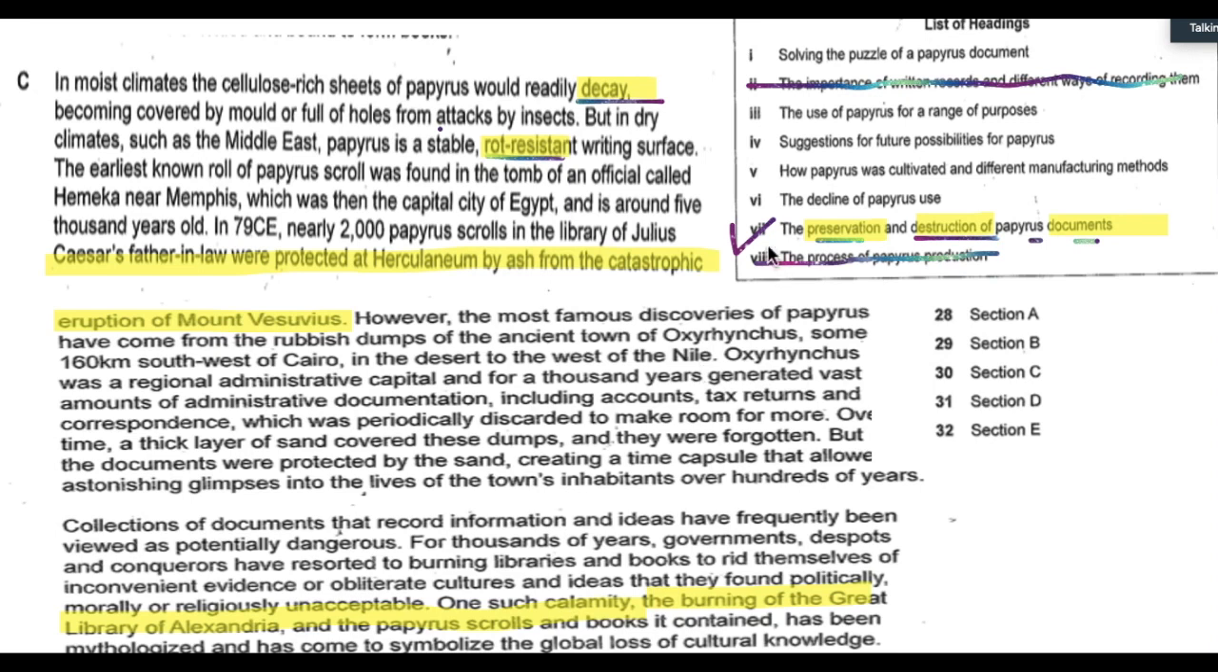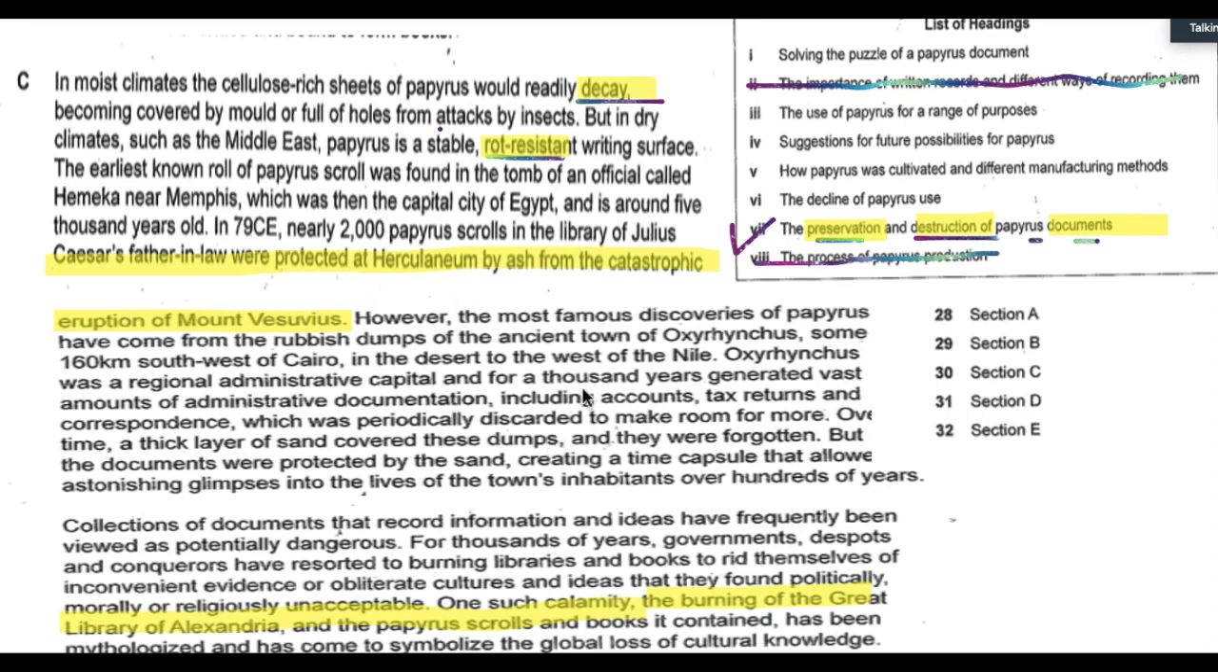The answer is the seventh one, and it is the preservation and destruction of papyrus documents, and your keywords are preservation, destruction, documents. So preservation ends this one. Papyrus scrolls in the library of Julius Caesar's father-in-law were protected at Herculaneum by ash from the catastrophic eruption. So they were preserved. Protected is preserved. Then destruction means it is stable, decay, then rot resistant. So this is all talking about preservation.